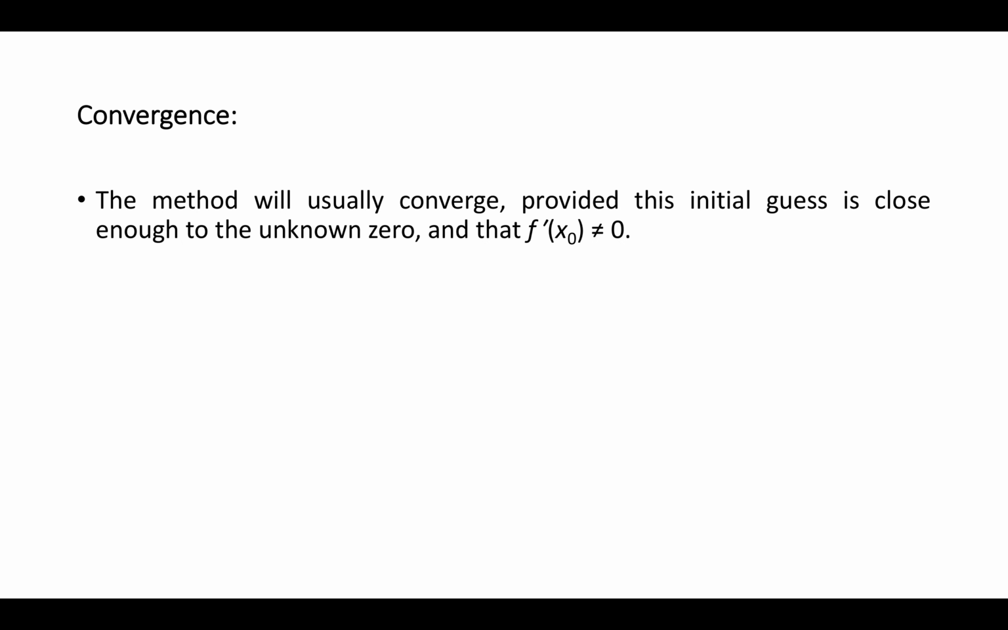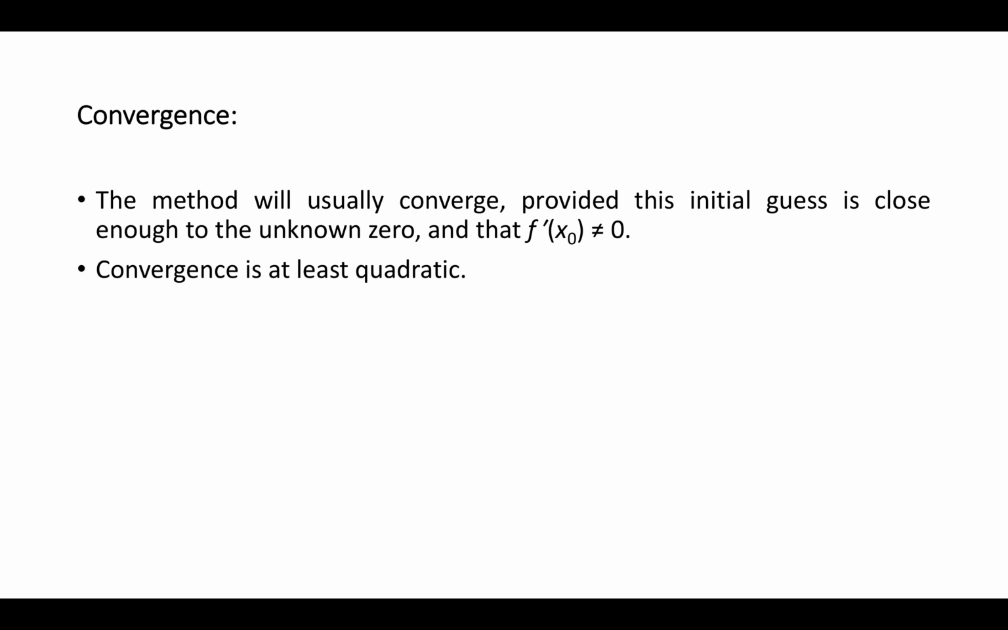Next, we consider the convergence of this method. This method usually converges provided the initial guess is close enough to the unknown root, and also f prime of x0 is not equal to 0, or f prime of xn, whatever you call the initial approximation or initial guess. So the derivative should not be 0, because the derivative comes in the denominator of the Newton-Raphson formula. So if the derivative becomes 0, the value becomes infinite.